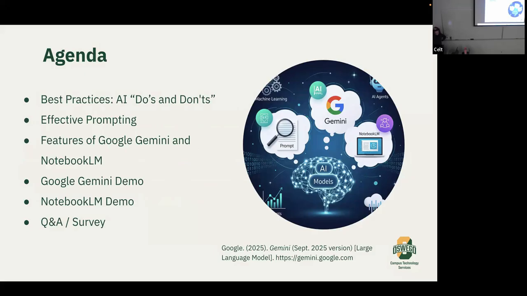So let's take a look at what we're going to go over today. First, we're going to begin with AI best practices and do's and don'ts. Next, we'll cover how to write effective prompts. We'll then highlight key features of both Gemini and NotebookLM. After that, we'll jump into live demos for both of those tools. And then finally, we'll finish off with questions, general questions, and a quick survey if you have time to complete it.